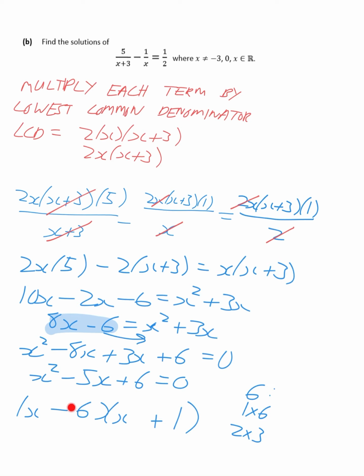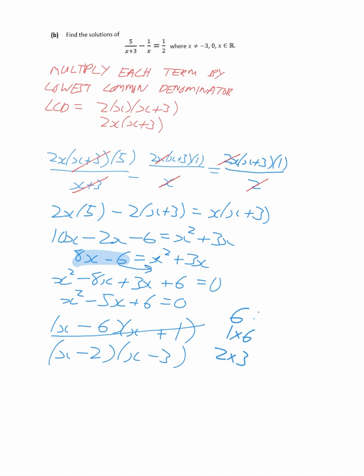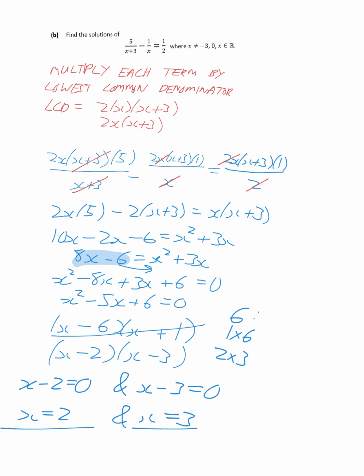However, if I multiply minus 6 times plus 1, that will not get me plus 6 because minus 6 times plus 1 will be minus 6. So it won't be this one. So it'll have to be x minus 2, x minus 3. Because minus 2 minus 3 would get me minus 5, and minus 2 times minus 3 would get me plus 6. So I have x minus 2 equal to 0, and x minus 3 equal to 0. So x equals 2, and x equals 3 are my two answers. And that's it.